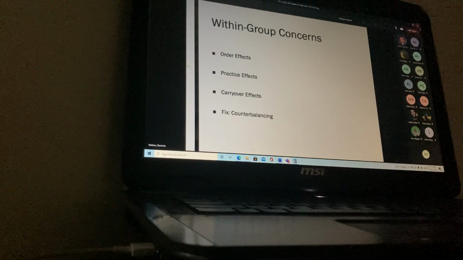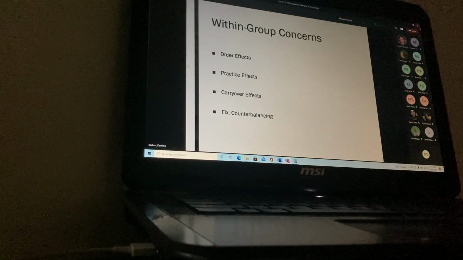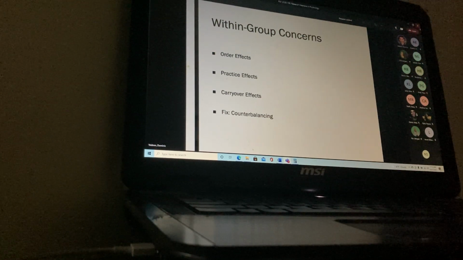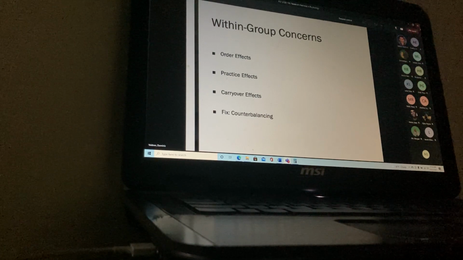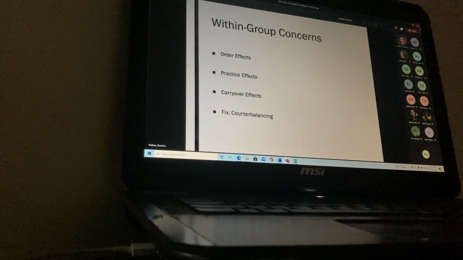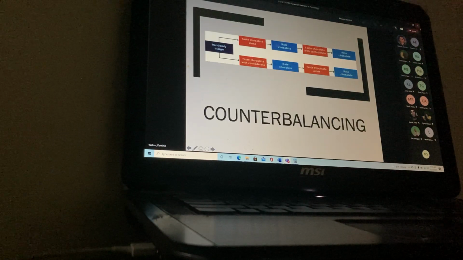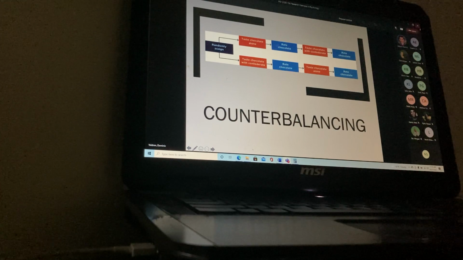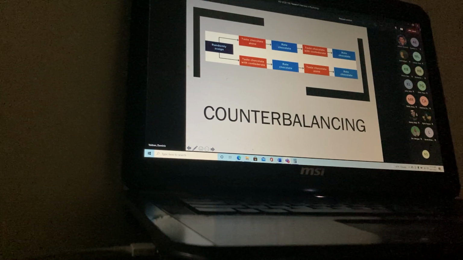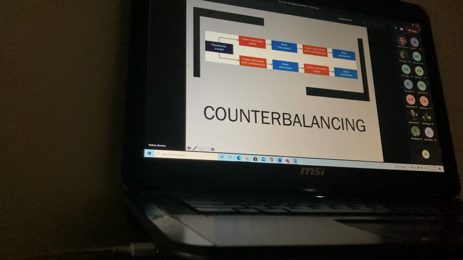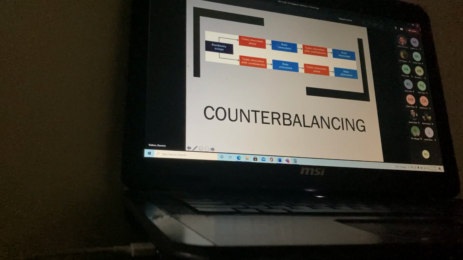The main way that we can try to control for all of these different effects in the within group design is by doing what we call counterbalancing. So this is an example of counterbalancing. In this situation, we have the two levels of the manipulation: tasting chocolate when you're alone and then rating it, versus tasting chocolate when there's somebody else in the room and then rating it.